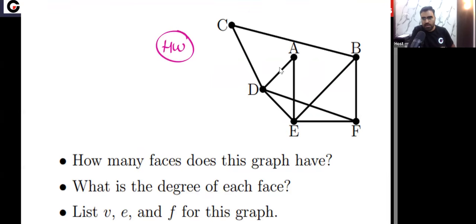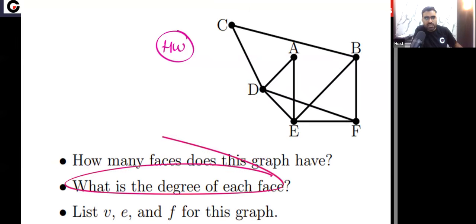Tell me. Because here you can see this is not a planar representation. Yes or no? On your screen, this diagram is given to you. This is not a planar representation because there is edge crossing here. So first, what you need to do, you need to convert this into planar representation. Then you count the number of faces. Then you find the degree of the faces and so on.